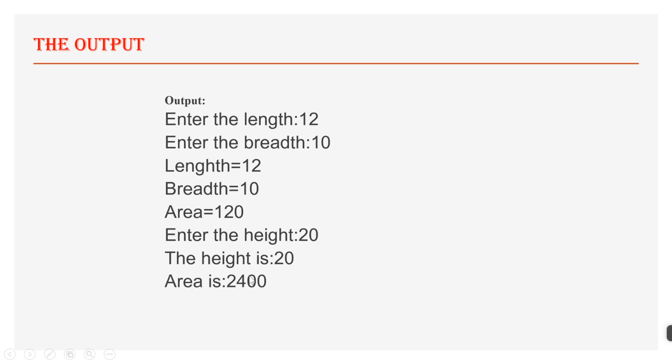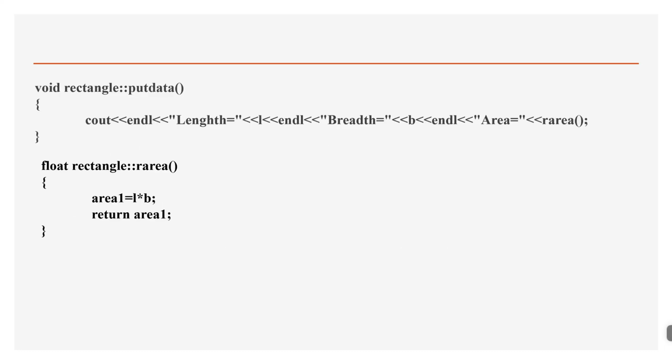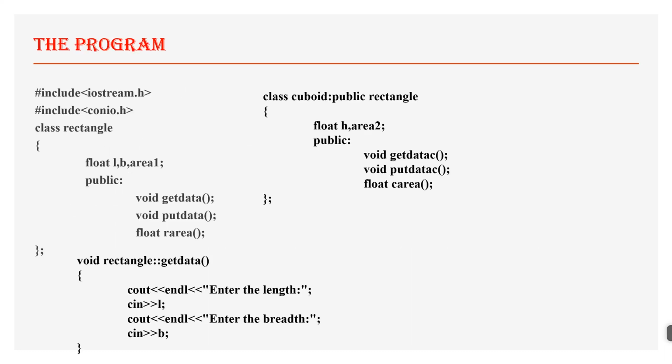Then you are finding out the area. It's not an area, it's a volume. By multiplying this with the height, 120 into 20, it becomes 2400 as an output. So this is how you are executing or writing a simple inheritance program.